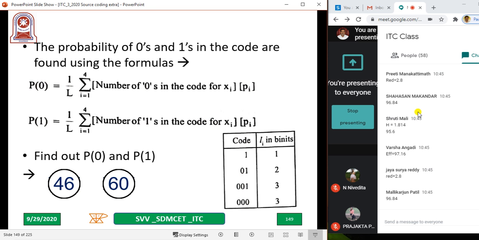So fill in the number of zeros in the code word of xi. Take the first one, x1, and its probability. It is there in your notebook. Now I have shown you the code words so that you can count zeros and ones. Find out P of 0. Find out P of 1. I will show you the answer after another few seconds.